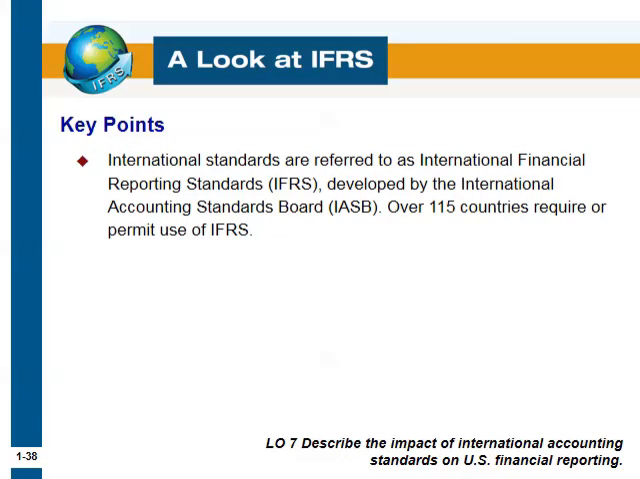International accounting standards are referred to as International Financial Reporting Standards, better known as IFRS. They are developed by the International Accounting Standards Board, or the IASB. Over 115 countries require or permit the use of these standards. Those standards are different than they use in the United States. So the United States has what's called Generally Accepted Accounting Principles, or GAAP. Those are different from the IFRS standards, but they're similar in a lot of ways. But just to let you know, there are some differences.